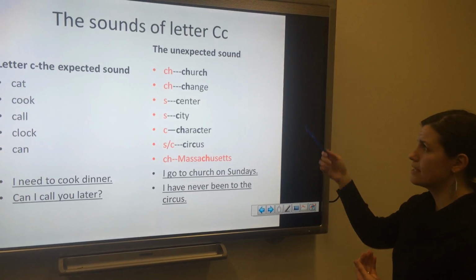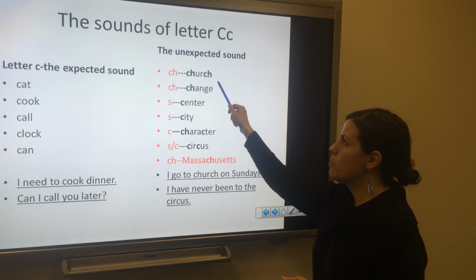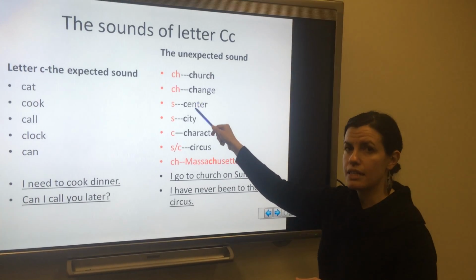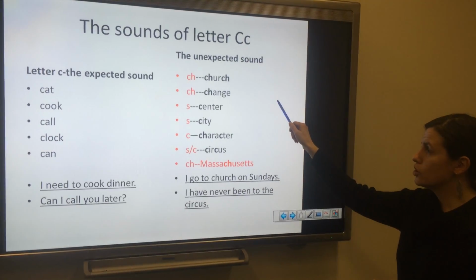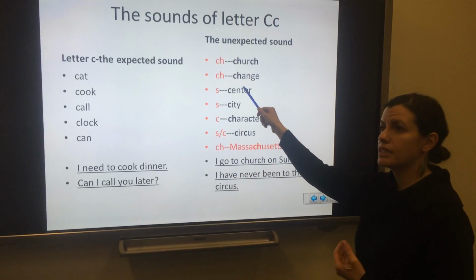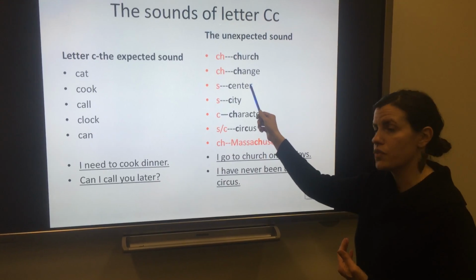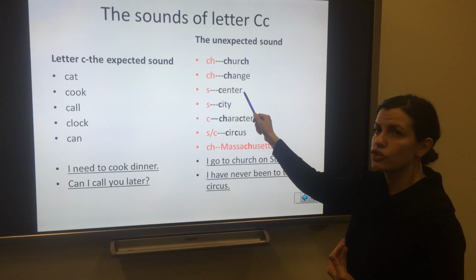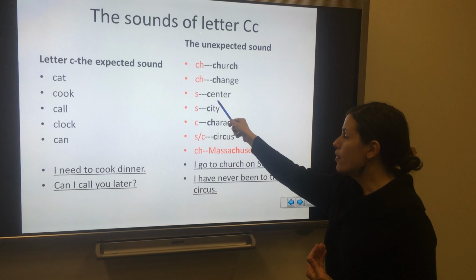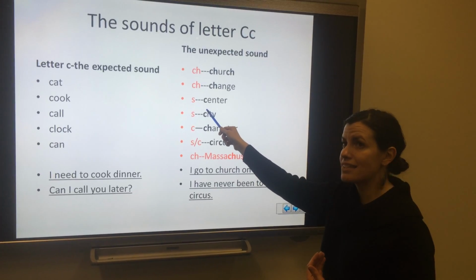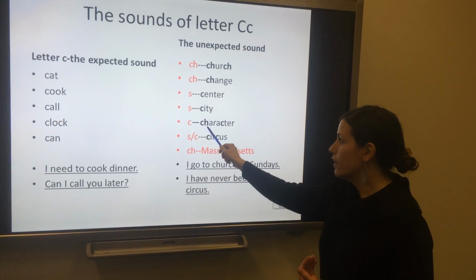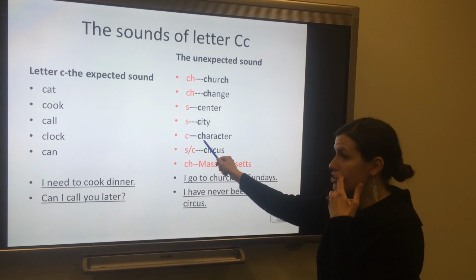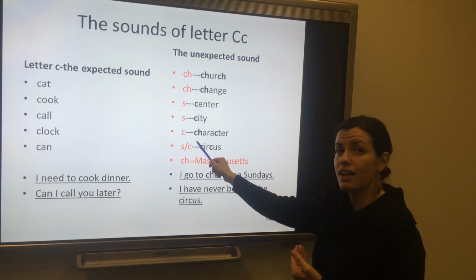Now the unexpected sound. You should remember the consonant blends from last week, okay? Church. The C does not make the expected K sound. With the H, it's a different sound. Church, change. Now here, this C sounds like an S. Center, city. Here, the CH combination actually makes a K sound.